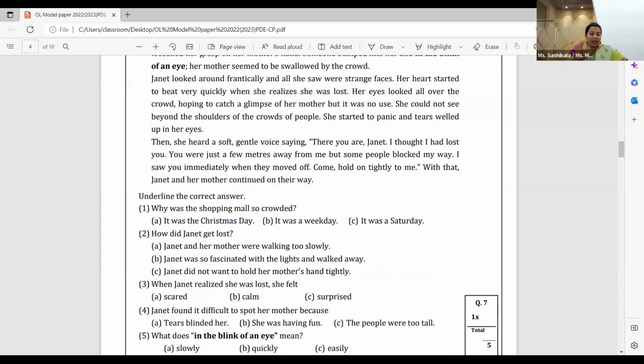As I said, here in this paragraph, right? All the answers are given in the paragraph. It is actually, the answers are in the order. First one, underline the correct answer. There are 3 answers. You have to underline the most appropriate or the correct answer. Why was the shopping mall so crowded? Here the question begins with the question word why.